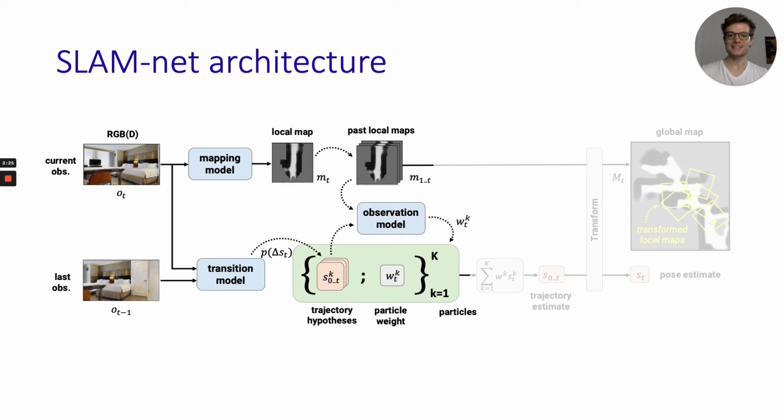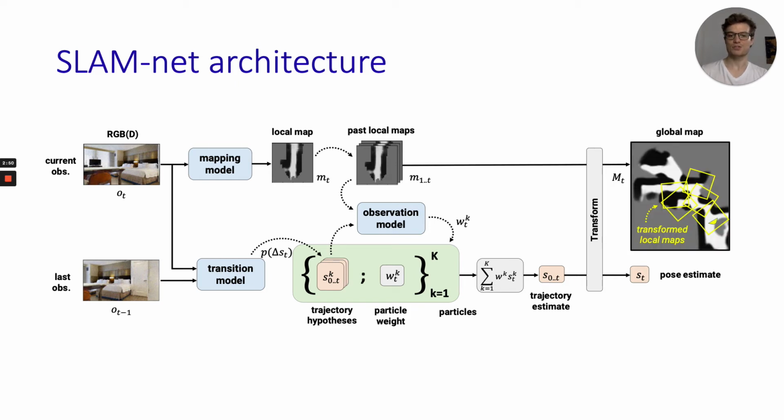Finally, particle weights are updated with an observation model that estimates whether local maps could be consistently combined together if the particle trajectory was correct. Our observation model is a learned CNN that learns pairwise comparisons of appropriately transformed local maps. The output is the weighted sum of the particle trajectories and optionally a global occupancy grid map constructed from local maps.